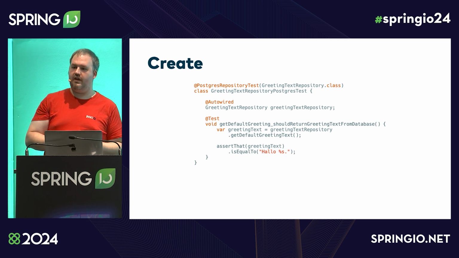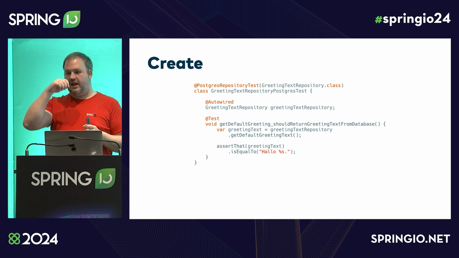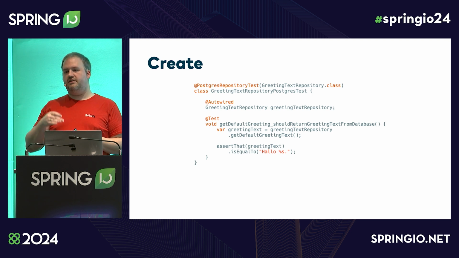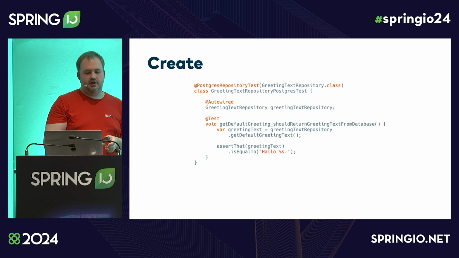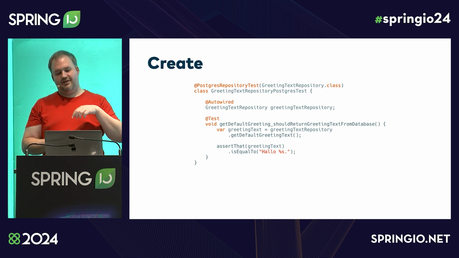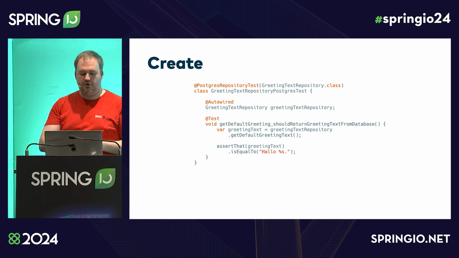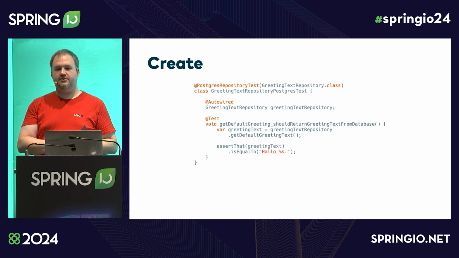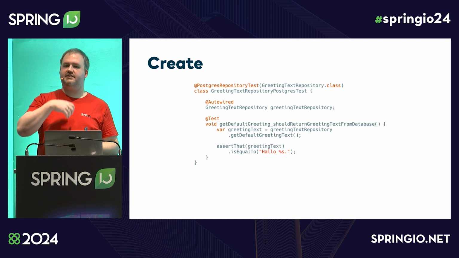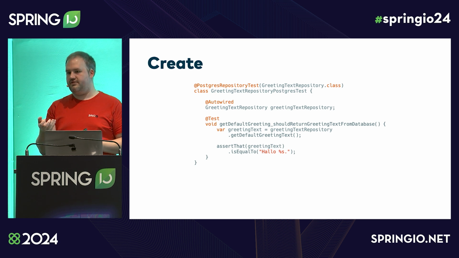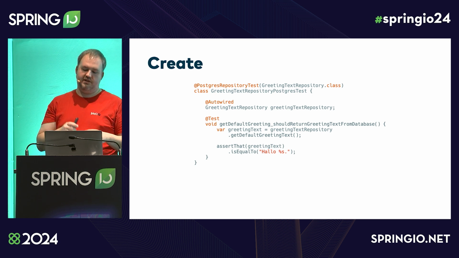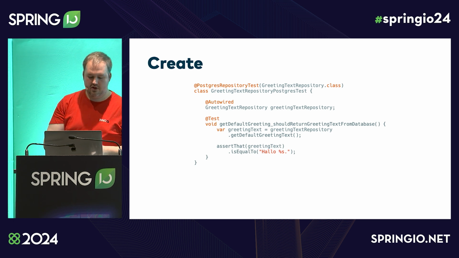3.2 introduced that connection detail stuff and made it easy to connect your application to test containers. We wrote our own test slice, which was a Postgres repository test. So it was a test where you can test your repositories against a test container that starts Postgres. And at that time, it wasn't that easy because you had to do much stuff yourself.